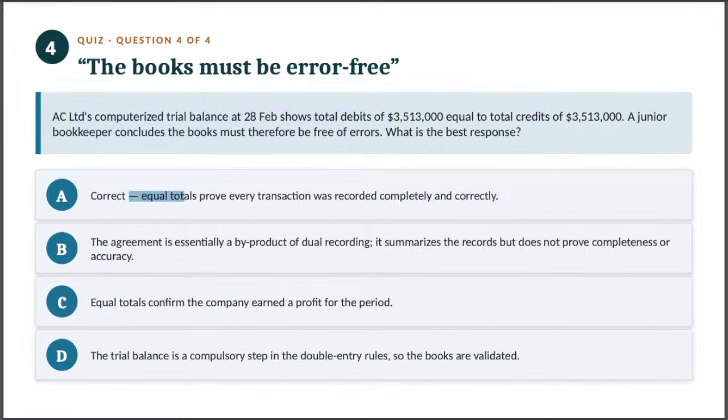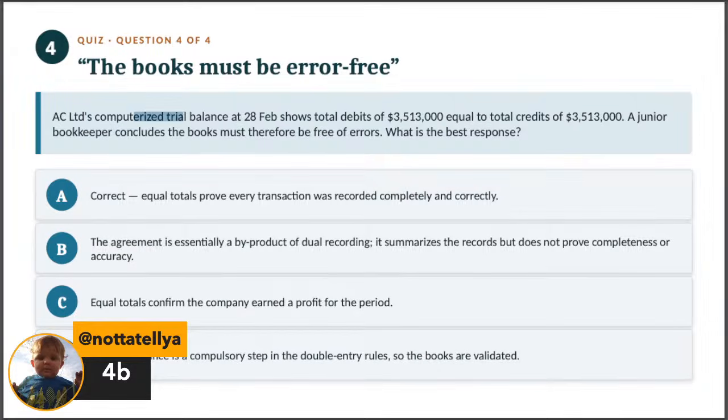A, correct. Equal totals prove every transaction was recorded completely and correctly. B, the agreement is essentially a byproduct of dual recording. It summarizes the records but does not prove completeness or accuracy. C, equal totals confirm the company earned a profit for the period. Or D, the trial balance is a compulsory step in the double entry rules, so the books are validated. All right, we got an easy one here. Not a Taliath says 4B.